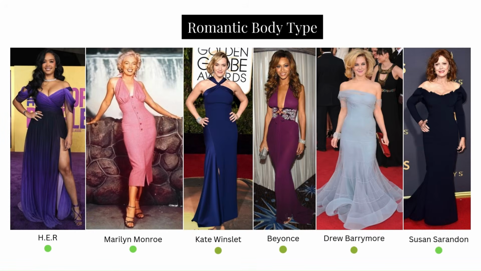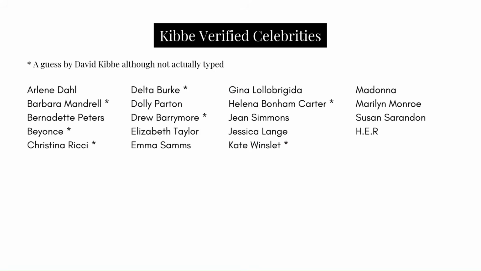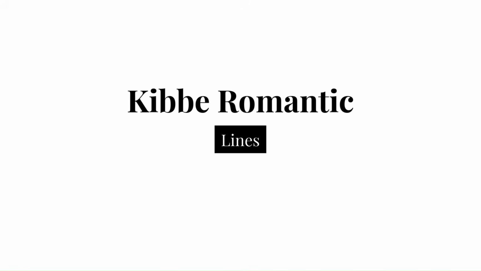Here are some women with the romantic body type. The very bright green is women that Kibbe has verified, and the darker greens are women that Kibbe has suspected or even listed as being romantic, but he hasn't typed them in person. Going from left to right, there is the R&B singer Her, followed by Marilyn Monroe, Kate Winslet, Beyonce, Drew Barrymore, and Susan Sarandon. And here is a list of Kibbe verified celebrities. And now let's discuss Kibbe romantic lines.